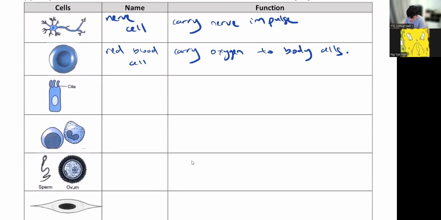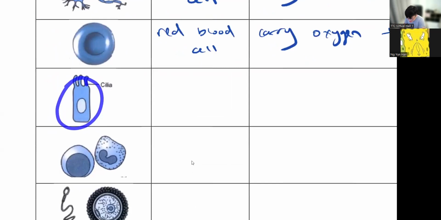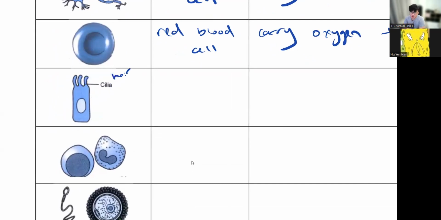Okay, and then what is this? By the way, what is the cilia? Cilia is your tiny hair. Okay, tiny hair. Where do you get this? You get this inside your trachea here. Okay, what is this hair for? It is to filter all the dust you inhale. Let's say you go to a very dusty place. This cilia's job is to keep the dust away from your lungs.